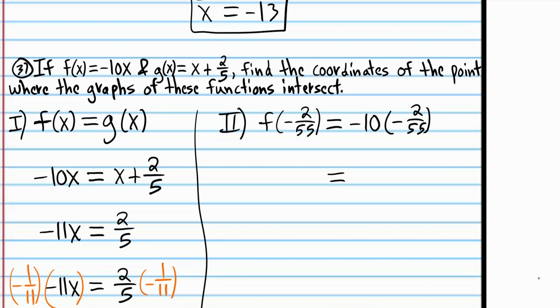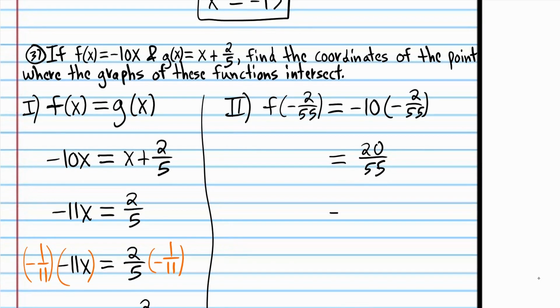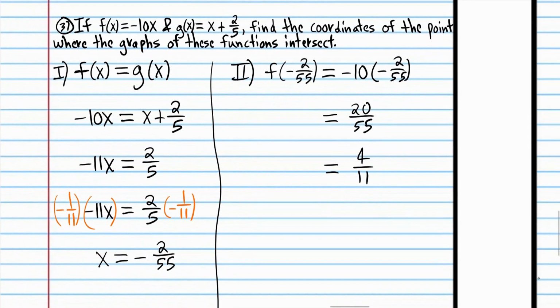And so we get positive 20 over 55. But that can be reduced to 4 over 11 if we divide both sides by 5. So I plugged in the x value to the function, and I got the y value that we need.